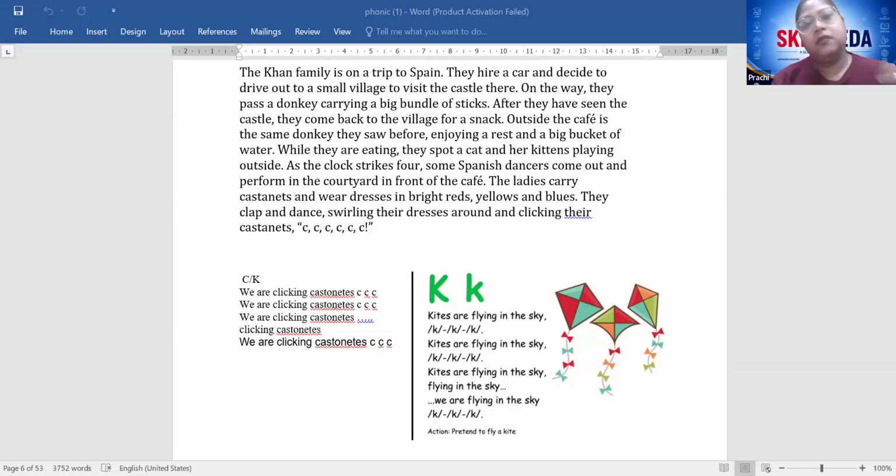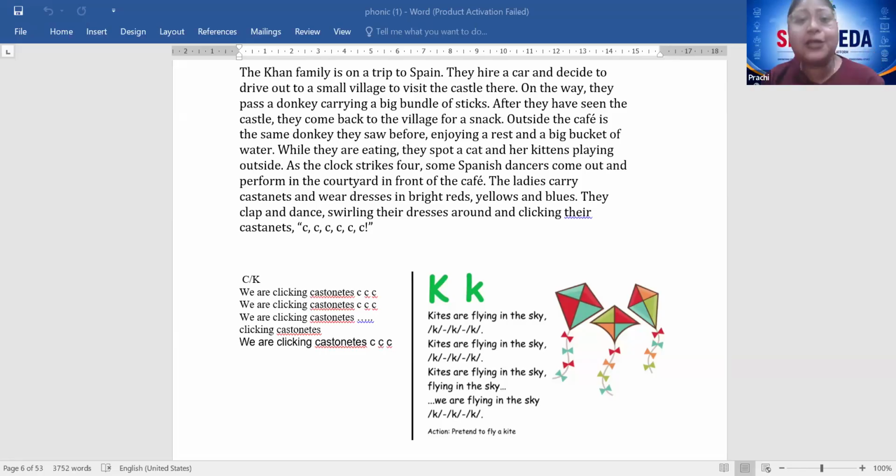Okay, done till here. We have covered four letters. What is the sound of letter A? Come on, unmute yourself. A, a. Sound of letter B? B, b. Yes. Sound of letter C? K, k. Yes. Sound of letter K? K, k. Yes. Both have the same sound.